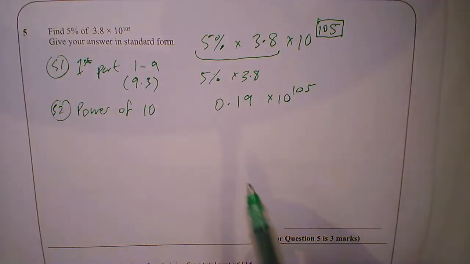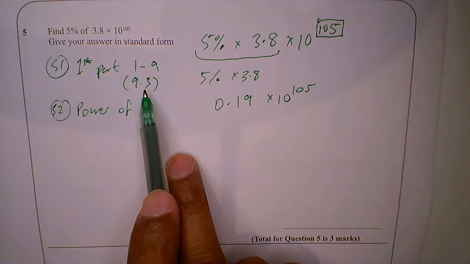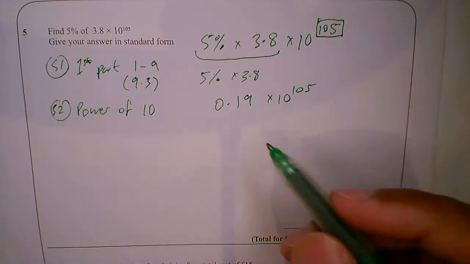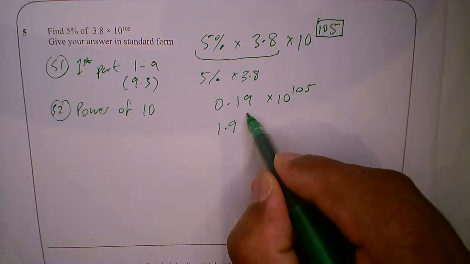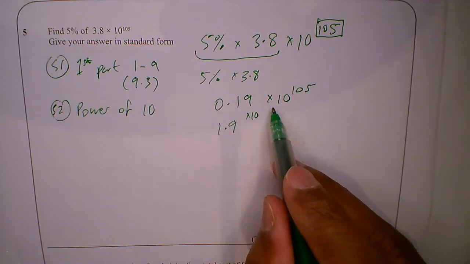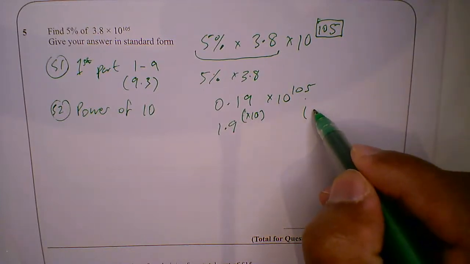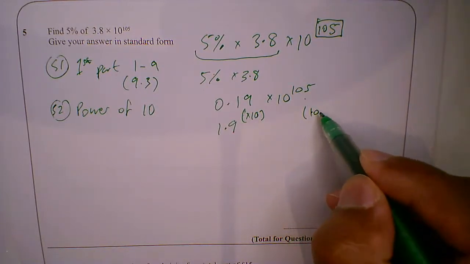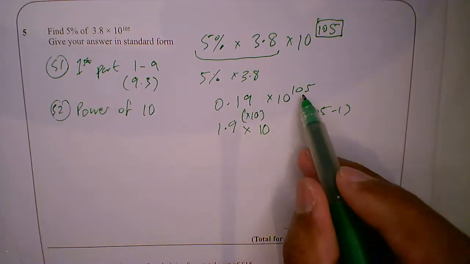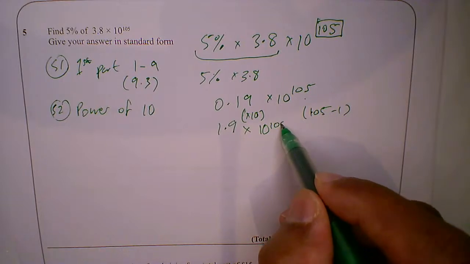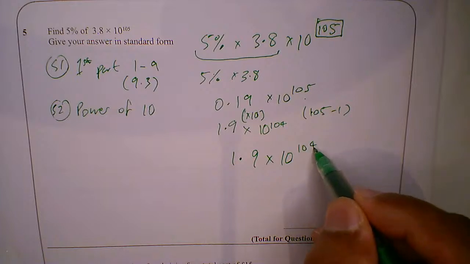Now the next thing, it still hasn't followed step 1, which is it needs to be between 1 and 9. So I just multiply this by 10. This becomes 1.9. Now if I've multiplied by 10, the power needs to go down by 1. So 105 take away 1. So this now becomes 1.9 times 10 to the power 104. My final answer is 1.9 times 10 to the power 104.